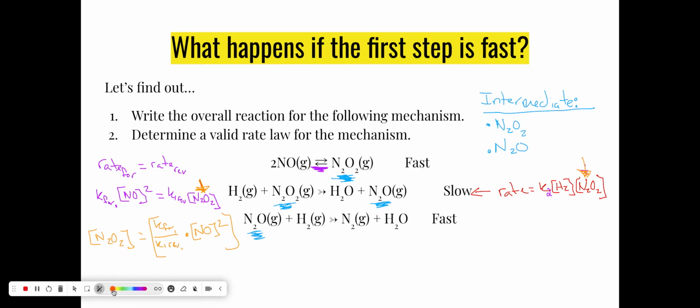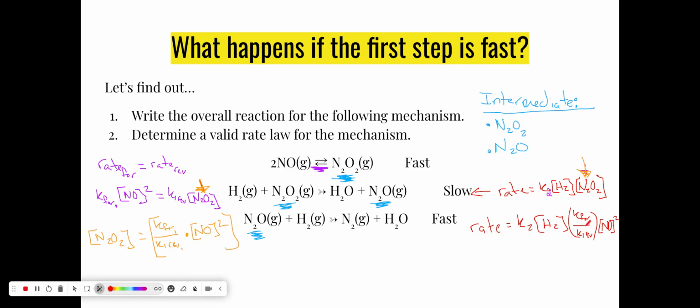Okay, so when I do that, we're going to get the rate law is equal to k2 times the concentration of H2 times k1 of the forward divided by k1 of the reverse times the concentration of NO squared. Now, I'm going to just combine like terms here.